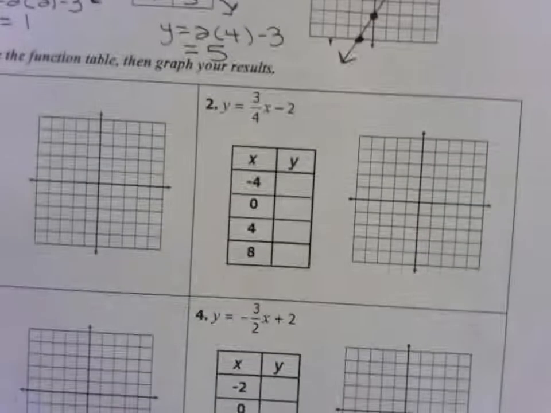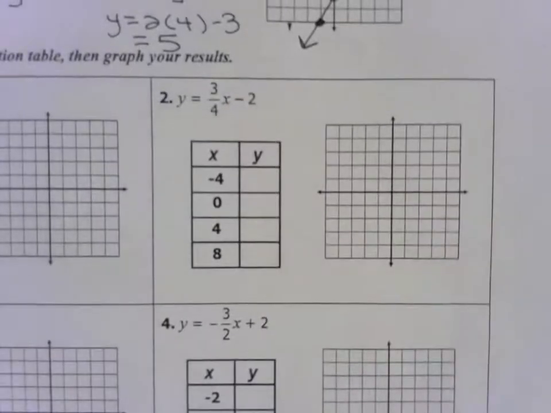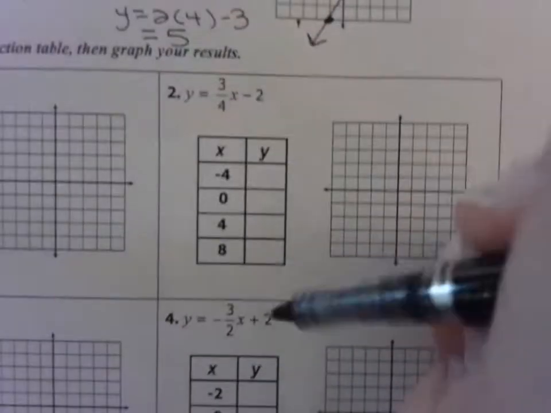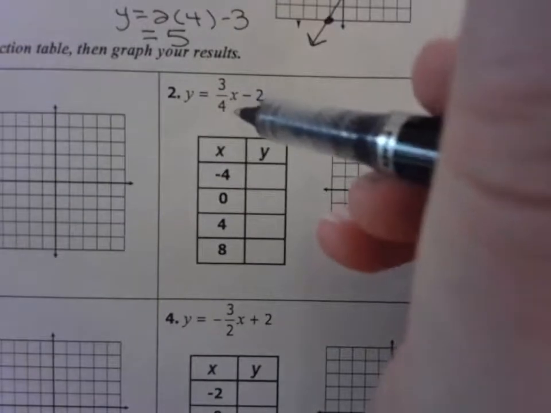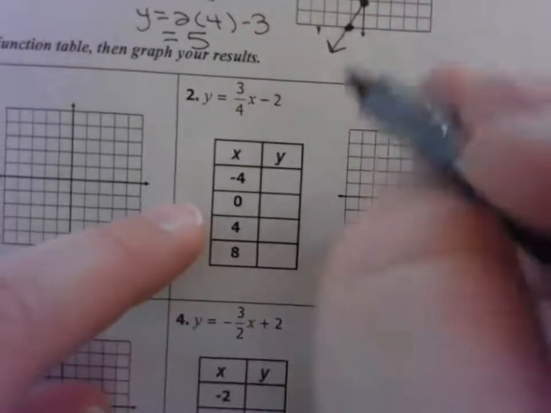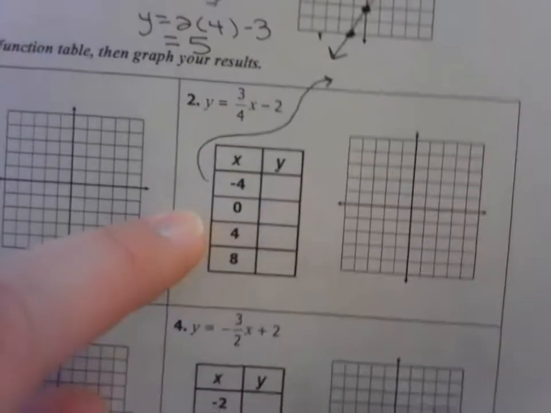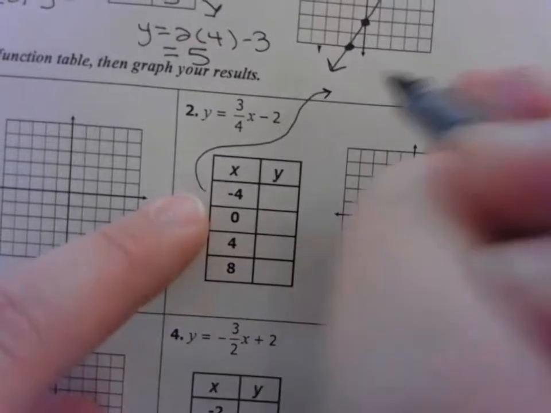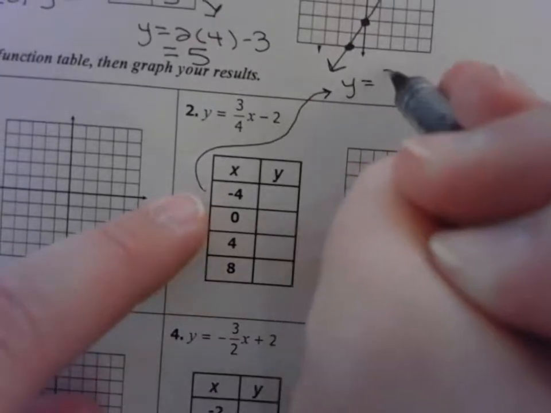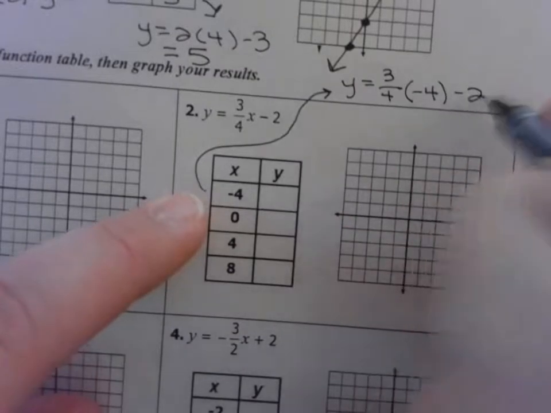Okay, let's look at 2. If I look at 2, 2 is a little tricky. I still give you an equation. We're going to plug in points to find my y values. But what's tricky about it is I have a fraction. Well, use a calculator. You'll be fine. So let's look at the first one. If I plug in a -4, we're just going to draw arrows so you can see where I'm showing my work. If I plug in -4, it's y equals 3/4 times -4 minus 2.